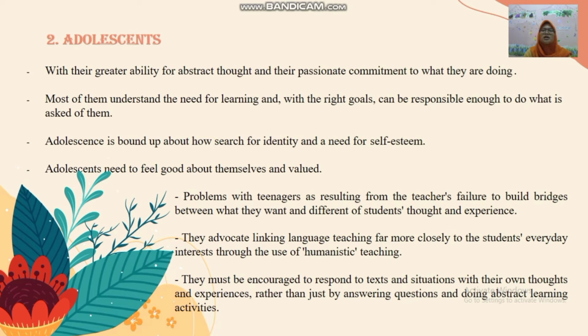So in adolescence the ability is more increased than in young children. They have many experiences, they can answer the question based on their experience, based on their understanding, and they have a good ability and are more passionate than young children.